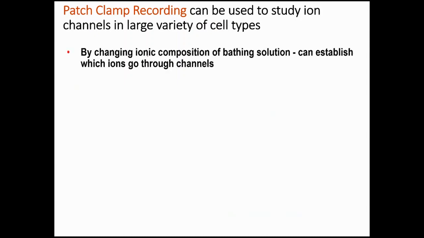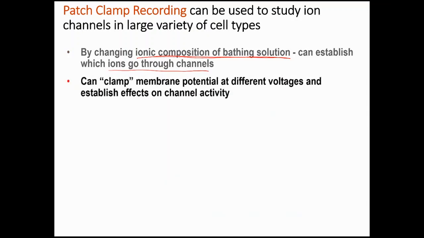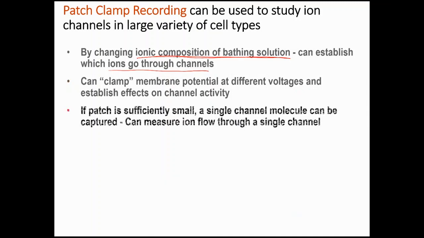By changing the ionic composition of the bathing solutions, you can establish which ions can go through the channels present in that membrane. You can clamp the membrane potential at different voltages and establish the effects on channel activity. If the patch is sufficiently small, if you can grab a tiny piece of membrane, a single channel molecule can be captured, and you can measure the ion flow through a single channel.